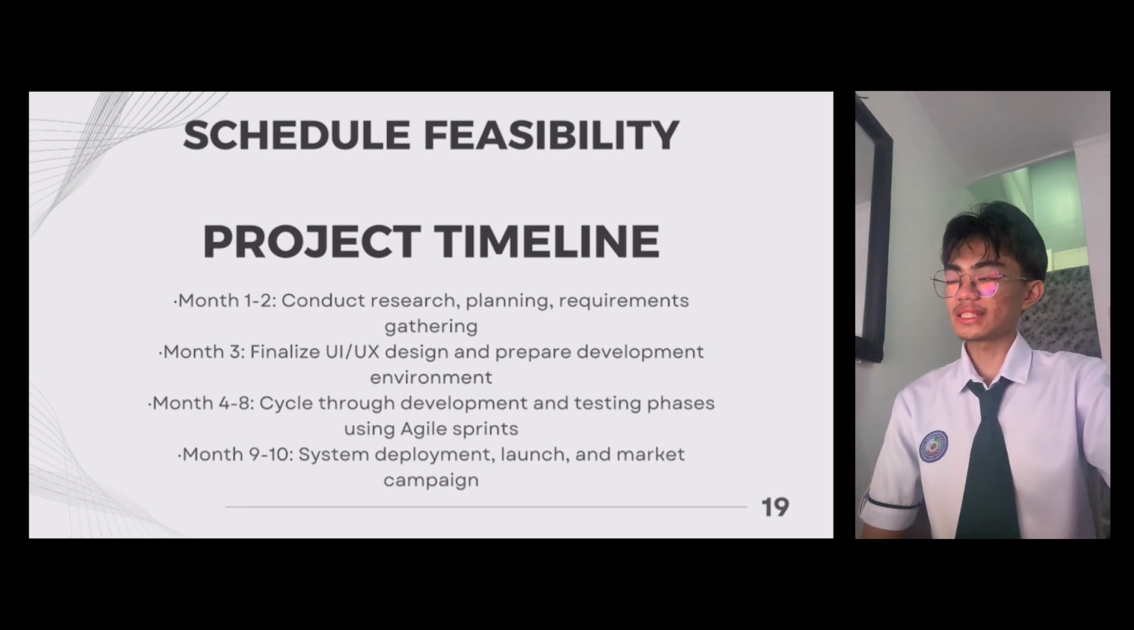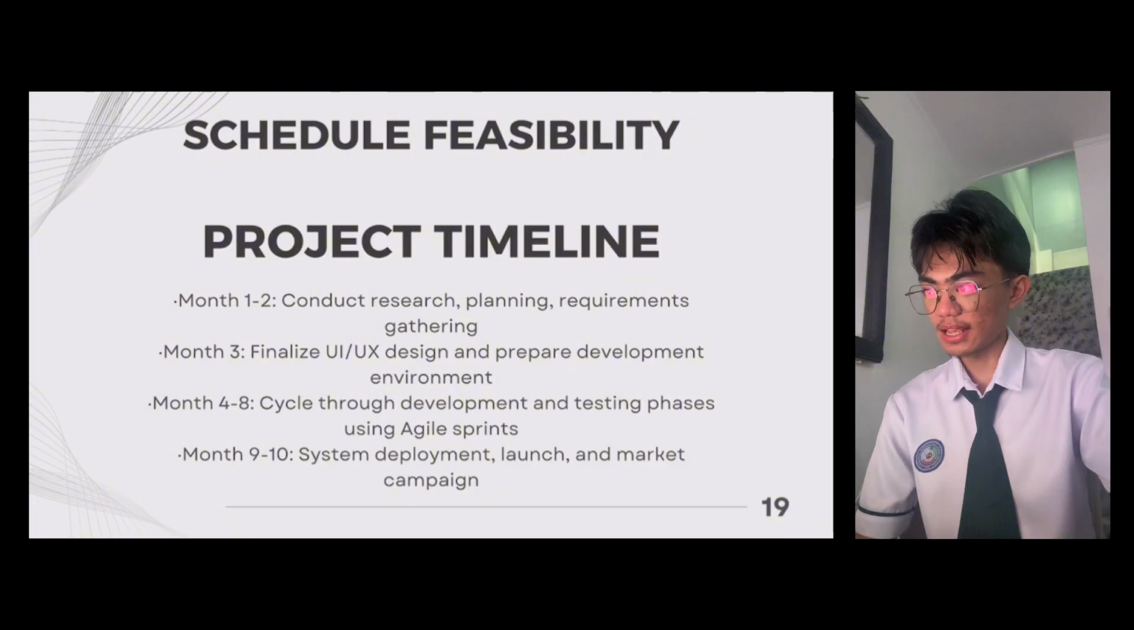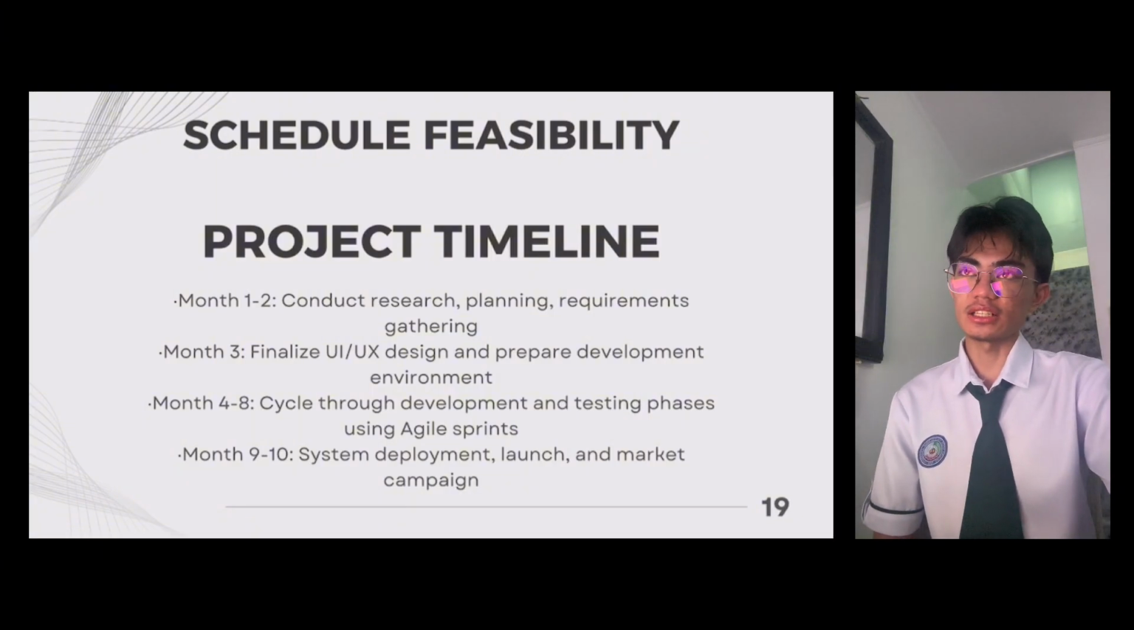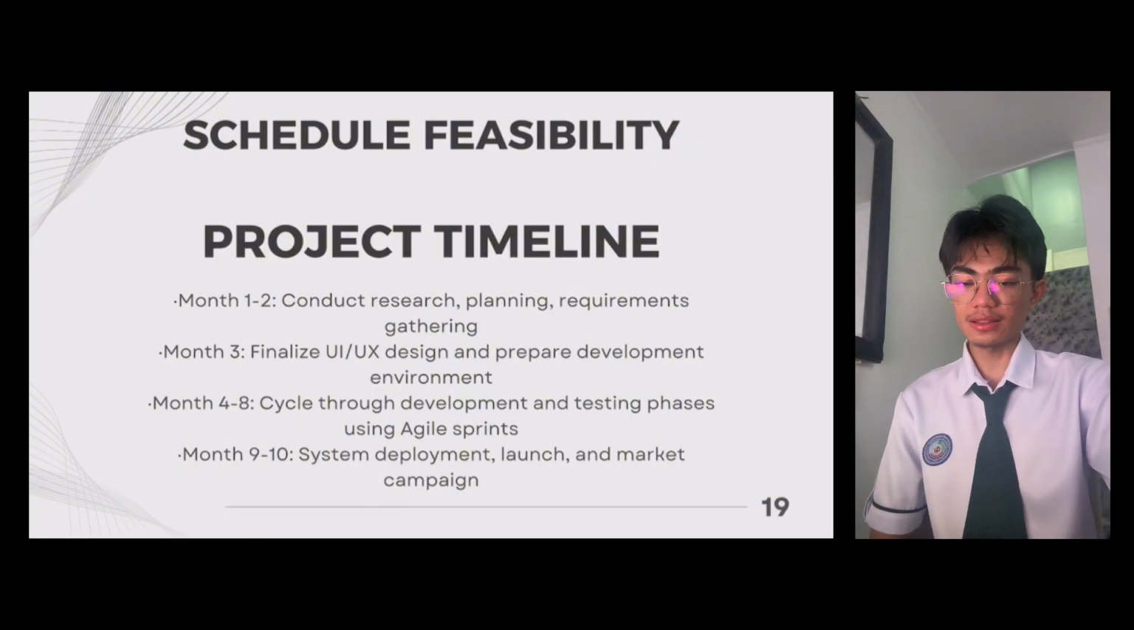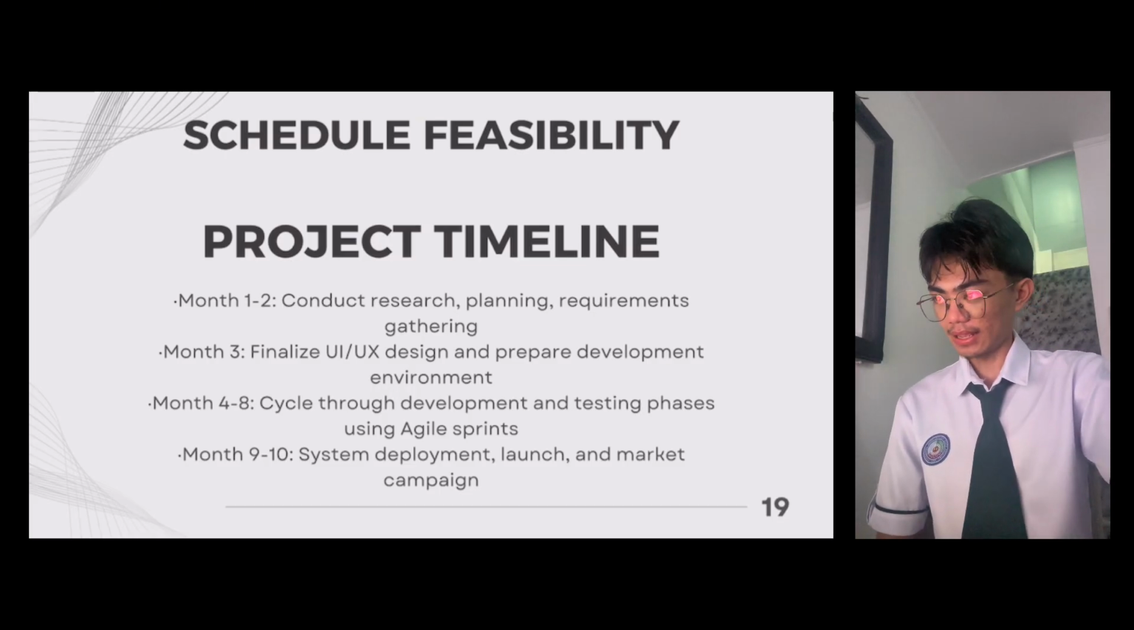Next, we have the schedule feasibility for the project timeline. For the first 2 months, conduct research, planning, and requirements gathering. For month 3, we need to finalize the UI and UX and prepare the development environment. From month 4 to month 8, cycle through development and testing phases using agile sprints, the main development of the system. And from month 9 to 10, system deployment, launch, and market campaign.